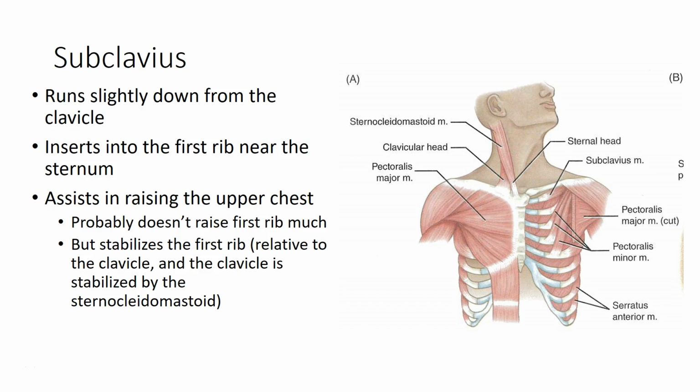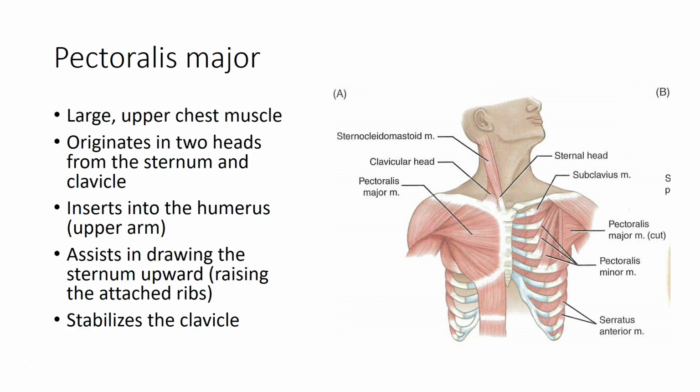The pectoralis major is a chest muscle. It has 2 heads on the sternum and on the clavicle, and inserts into the upper arm. Primarily, this muscle is used for moving your arms around, but for respiratory purposes, it can serve as a stabilizer for the clavicle, which then connects to the first rib and the other ribs below for rib cage expansion.